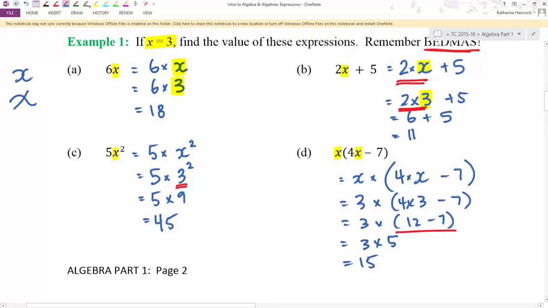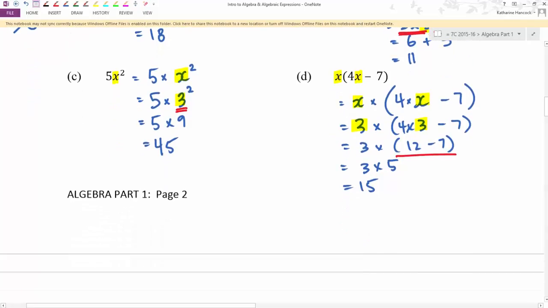which is 15. So the big thing to remember for substitution is it's just like a code. Wherever you see that letter, you're going to replace it with the number that they tell you it is. And then just make sure to follow BEDMAS. Hope things are going okay. Help each other out.